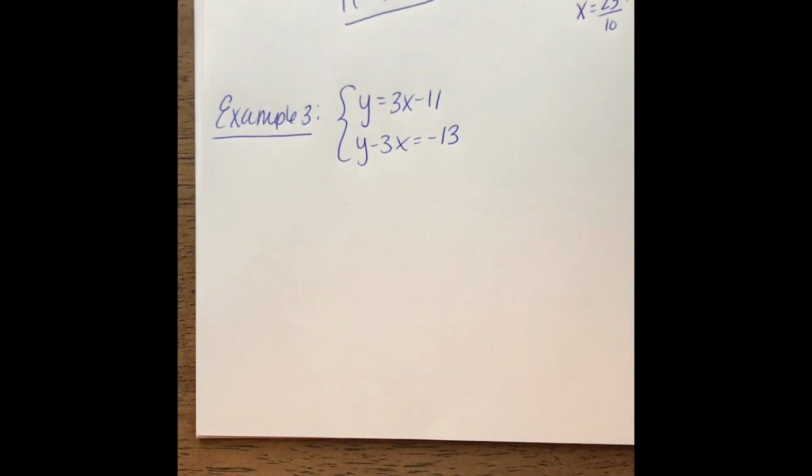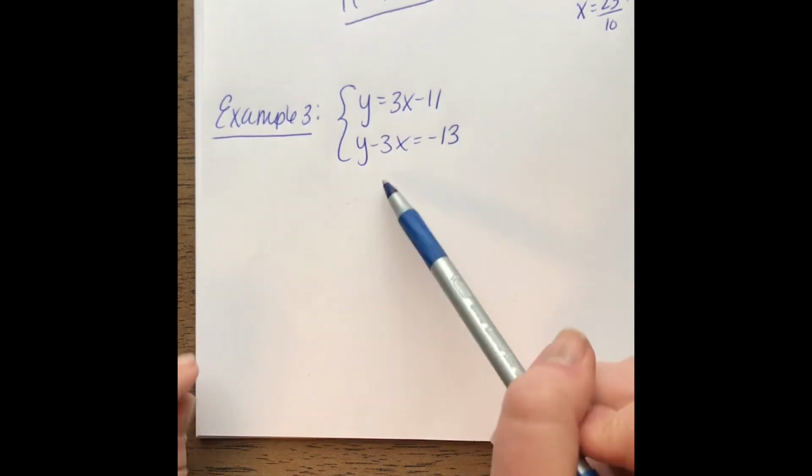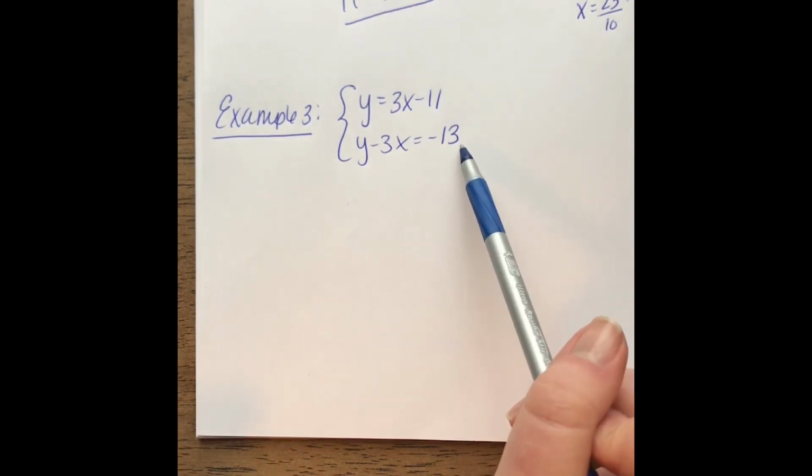In both of those previous examples, if we were to graph them, both of those lines would cross and intersect at one point. Remember, when we graph lines, we can also have parallel lines, meaning no solution, or they can end up graphed as the same line, meaning infinitely many. So let's see what's going to happen here. y equals 3x minus 11, and y minus 3x is equal to negative 13.